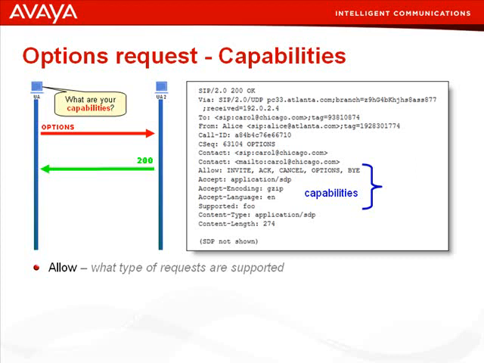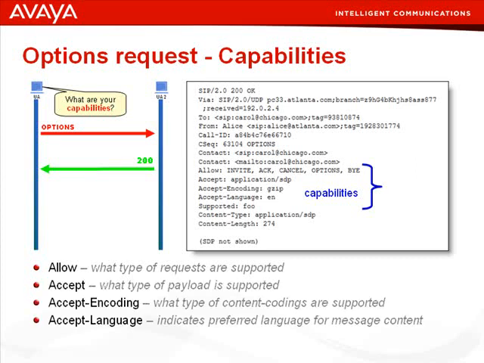But remember though, it might not be a user agent that we're querying for capabilities. It might be a server. And we might just want to find out if the server can handle registrations before going to the effort of creating and sending a register request. The accept headers describe different things that are acceptable to the user agent, types of payload, languages, etc. And the supported header provides a list of any SIP extensions the user agent supports. We'll talk more about SIP extensions in the last lesson of this series.